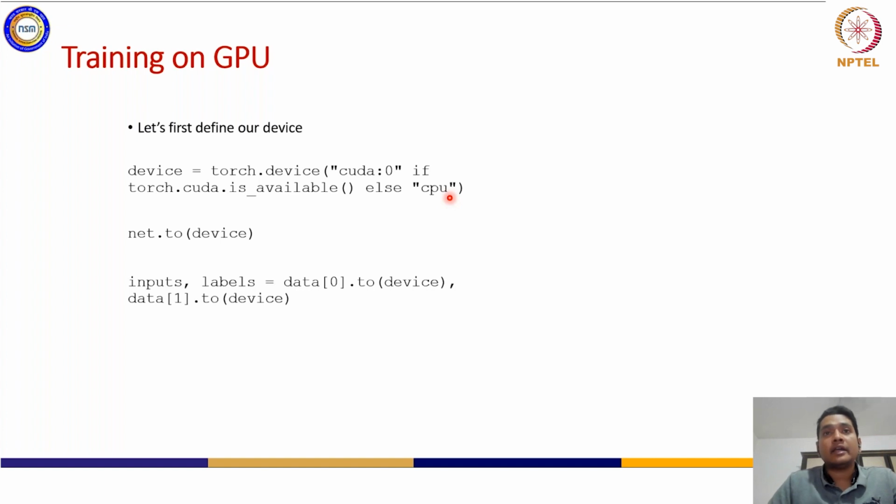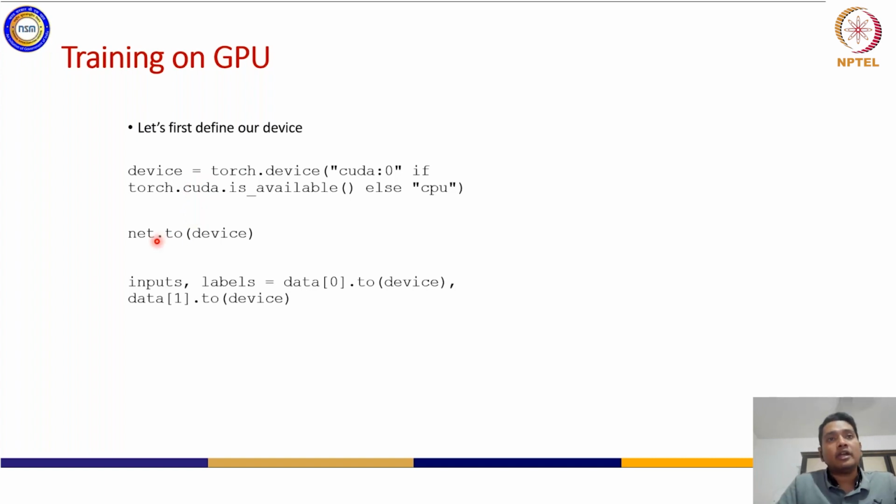Now, as I have mentioned in the previous class, tensors are compatible with both GPUs and CPUs. So if you do not have GPUs, you will still be able to run your tensor code inside the CPU as well. Now, once you have defined this device, you have to transfer your model to the device, because the model will run on the device.